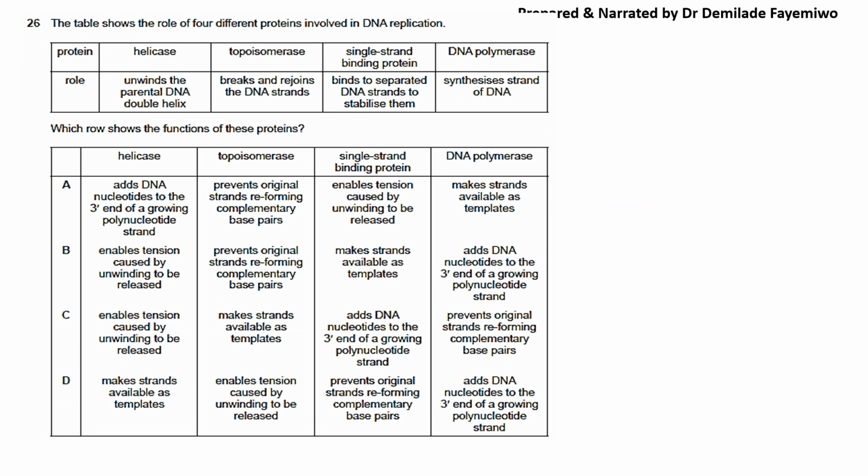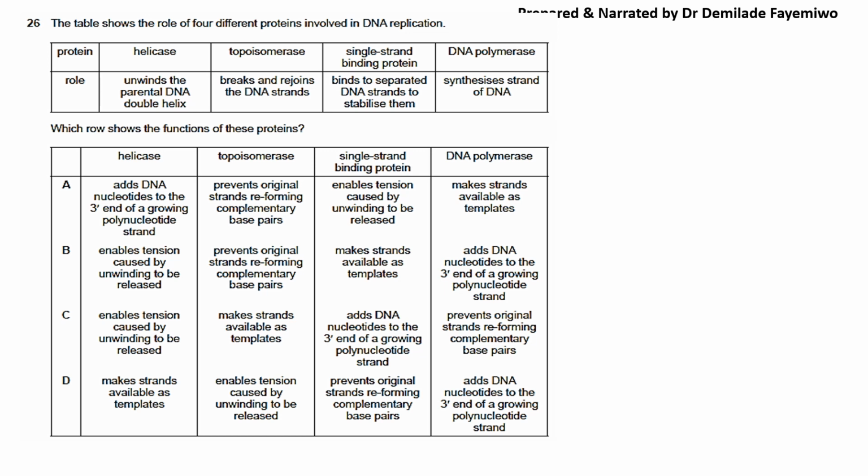Okay, now we're making progress, and we can see we've moved away from chapter 5, which was mitosis, and we're now in chapter 6, which is DNA replication and protein synthesis. It says here, the table shows the role of 4 different proteins involved in DNA replication. You have the proteins, which are helicase, topoisomerase, single-strand binding protein, and the DNA polymerase, and it tells you the roles of these proteins. So the helicase unwinds the DNA helix, the topoisomerase breaks and joins the DNA strands, the single strand binding protein binds to separated DNA strands to stabilize them, and then you have DNA polymerase, which synthesizes the DNA strand.